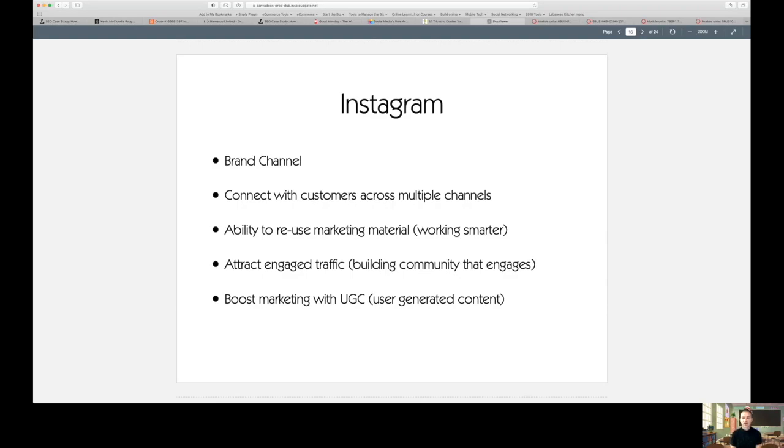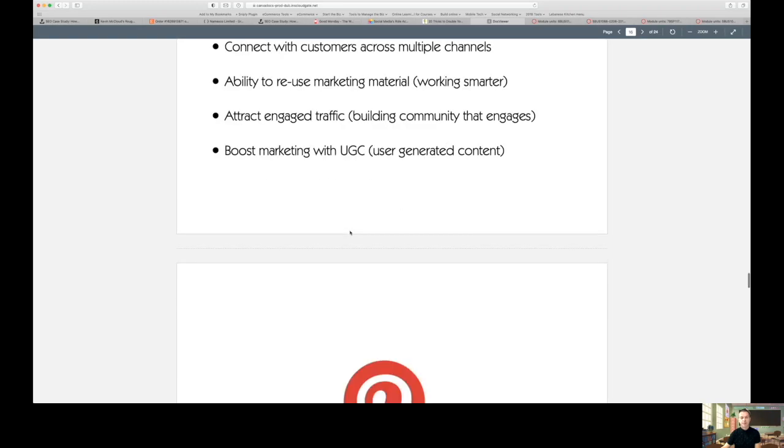It attracts engaged traffic, building community that engages. In fact, communities engage massively on Instagram. I'm sure you're part of that community as well. It can boost marketing with user-generated content. In fact, if brands wanted to create content at all times, whether you're Apple or Google, whatever it is, it would be impossible to have useful, genuine content every time you post something, right? And therefore, it's really important to realize that generating content from other people is also quite useful, and that's what companies do all the time.